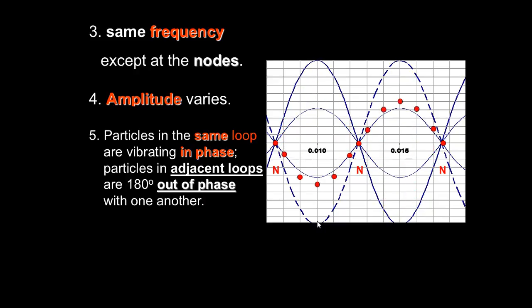The fifth characteristic will be particles in the same loop. Between successive nodes, you can see all the particles have the same phase. If you were to imagine all these particles being in a circle, all of them will be at the same part of the circle at the same time. Whereas particles in the adjacent loops, or the alternate segment, are out of phase by 180 degrees. So for a stationary wave, the particles are either in phase, that is phase difference 0, or they are 180 degrees out of phase. They won't be 90 degrees, 270, or any other angles out of phase.